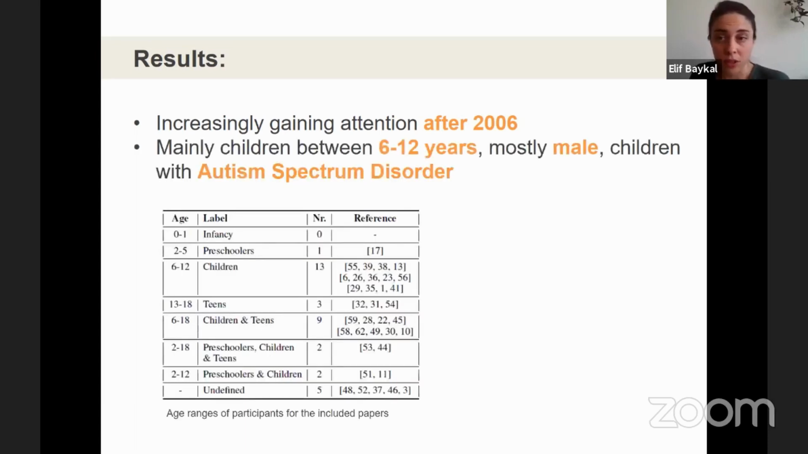The collaborative technologies mostly include children between 6 to 12 years old as the target group, and mostly males have been involved as participants in the studies. In terms of special needs condition, children with autism were the most studied when compared to other developmental conditions such as visual or hearing impairments and other chronic illnesses.